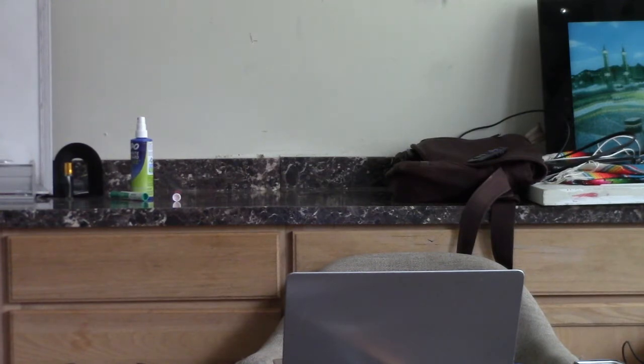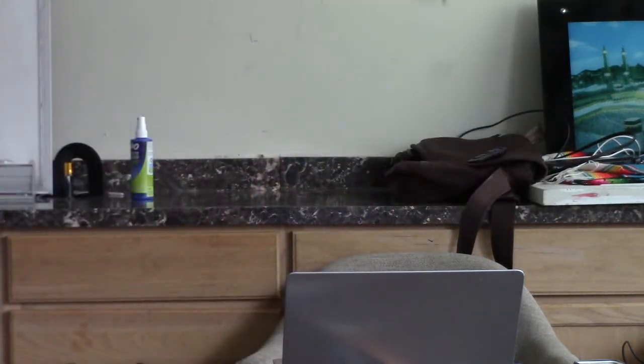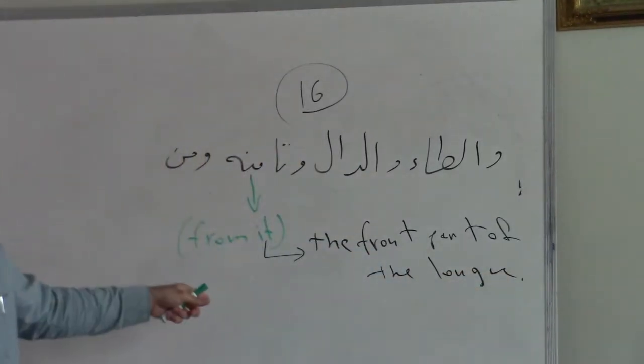والطاء والدال وتا منه. What do you say? منه. You say what? From. منه means what? From it. Then you say, it means what? The front part of the tongue. Okay? From the front part of the tongue.